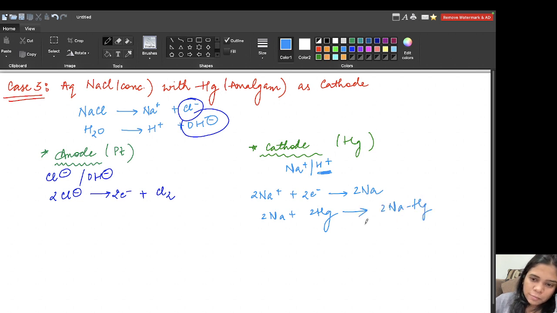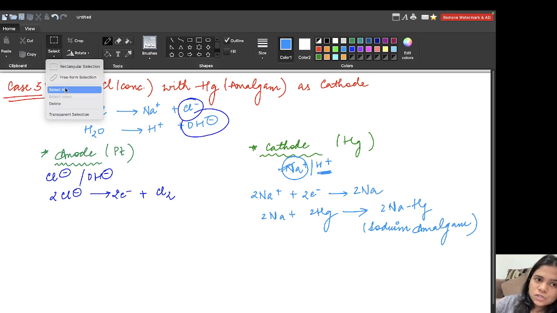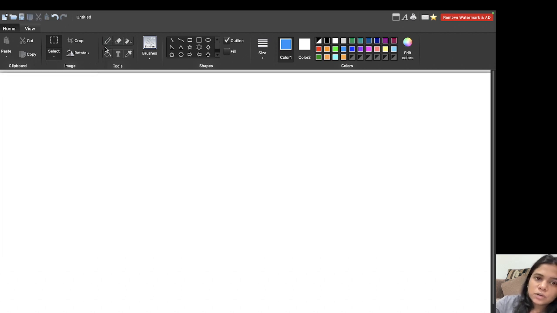This is called sodium amalgam. Now sodium is highly soluble in Hg, so that's why sodium gives the reaction and not H plus. Understood? And there is no effect on the pH since H plus and OH minus have not been used, so that's why no change in the pH. This was case 3 with mercury electrode. Okay.